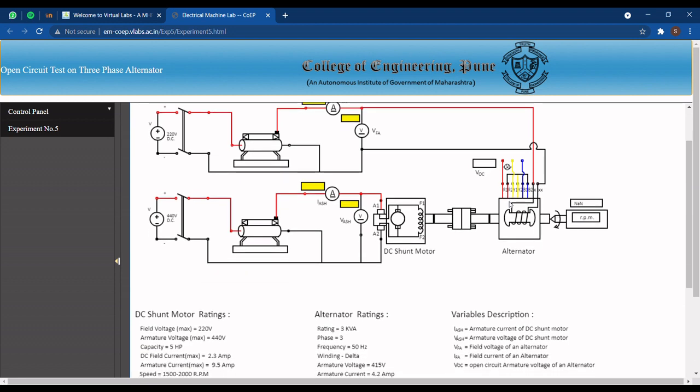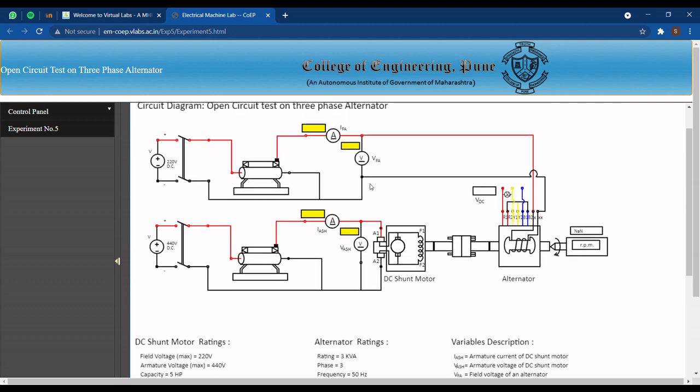Before going to the experiment, let us discuss the precautions. Before starting the experiment, the DPST switches are open. Make sure the field rheostat of the alternator is at maximum resistance position. Make sure the starter is at initial position. Since there is no starter here, we are using a rheostat. This rheostat should be at maximum resistance position. Also make sure that no load is connected to the alternator.